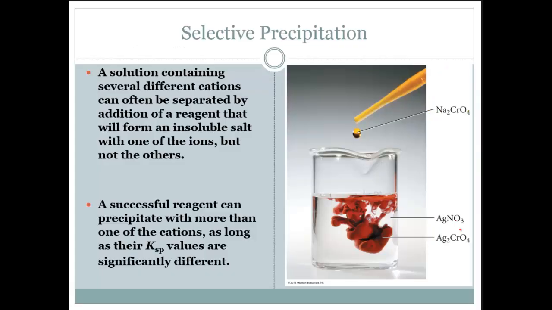A solution containing several different cations can often be separated by the addition of a reagent that will form an insoluble salt with one of the ions, but not the other. In other words, you're deliberately reacting another chemical with it to make one drop out and have the other ion still in solution. A successful reagent can precipitate with more than one of the cations as long as their Ksp values are significantly different.